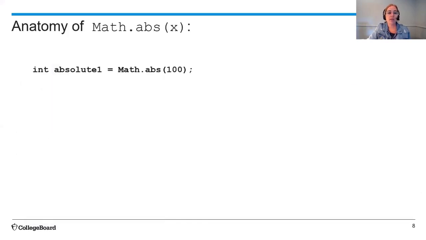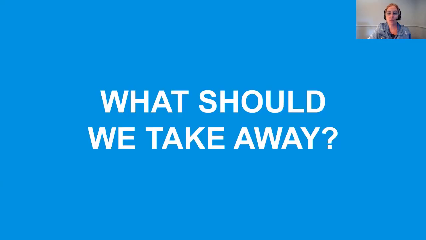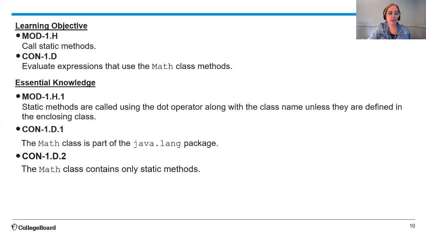So here's how the int absolute value method works. Here's our variable name. Here's our method call. Obviously the class is Math, the method is abs, and our parameter is the number 100. And you already know what that one's going to return. I threw you a cupcake there.